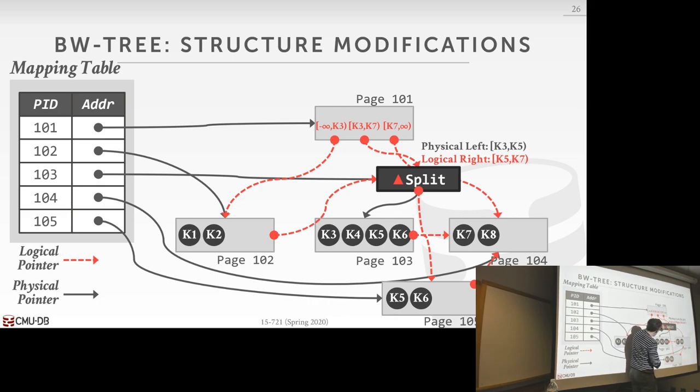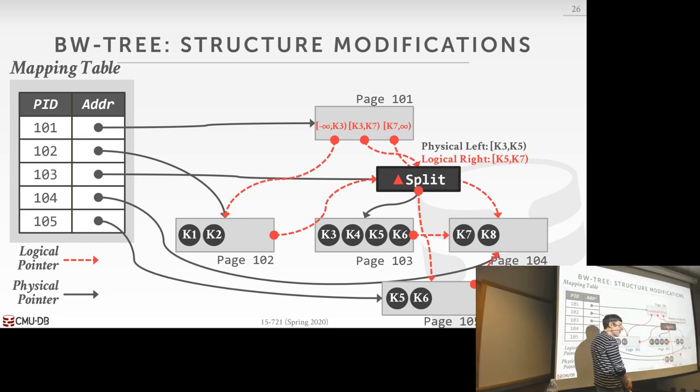So this arrow should really be here. But physically, when I do the lookup, I'm going to land at the split. So I'm looking for key 5, I think it should be in page 103, I land in a delta record that's a split, and I would recognize, oh, it's a split, therefore I need to look at the boundaries in the split, and then that'll take me left or right.